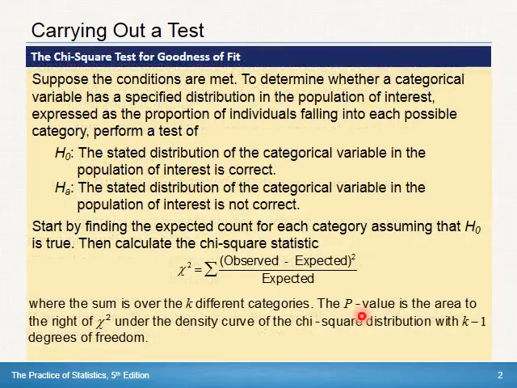Remember, the p-value is the area to the right of chi-square under the density curve of the chi-square distribution with k-1 degrees of freedom.